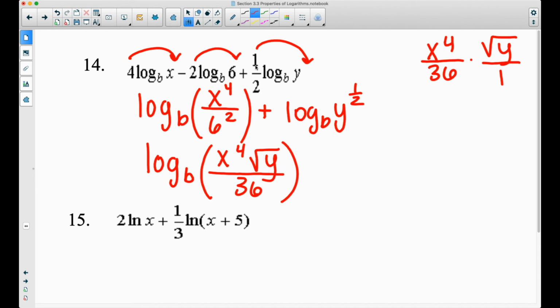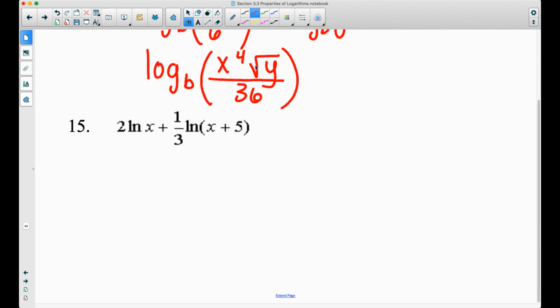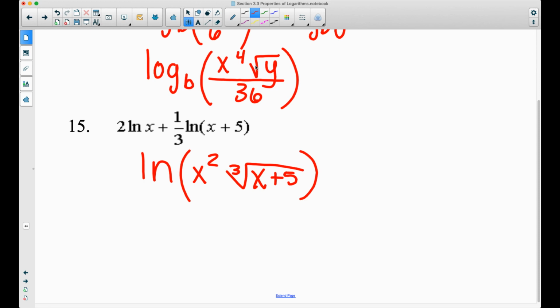Okay? Questions on that one? All right. Down here, we bring up our exponents, and since we're adding, we're going to multiply. Then we have the cubed root of x plus 5. Okay.